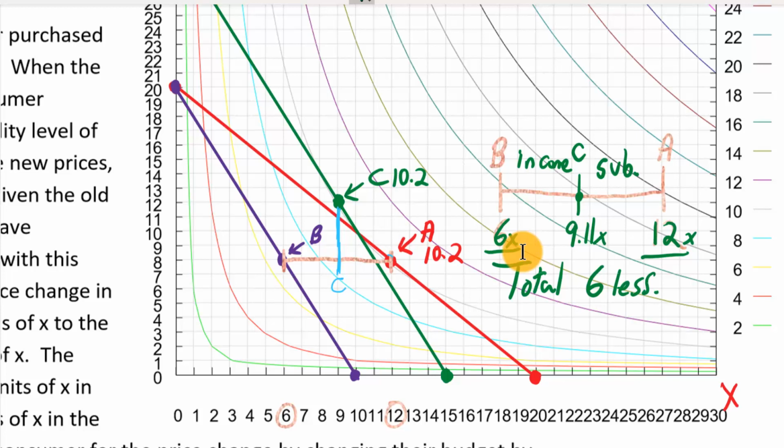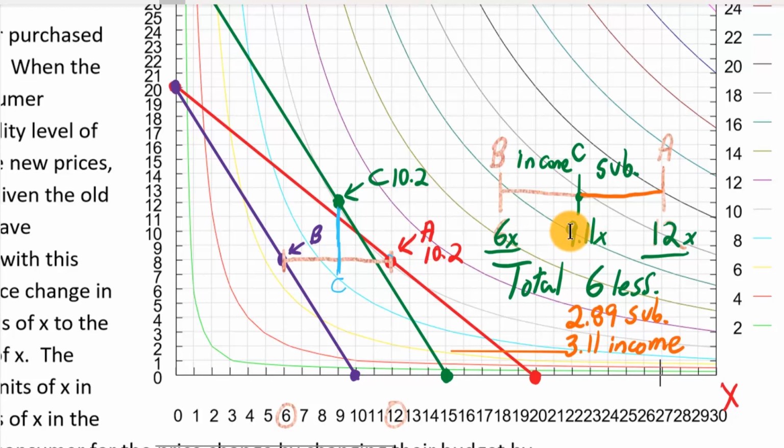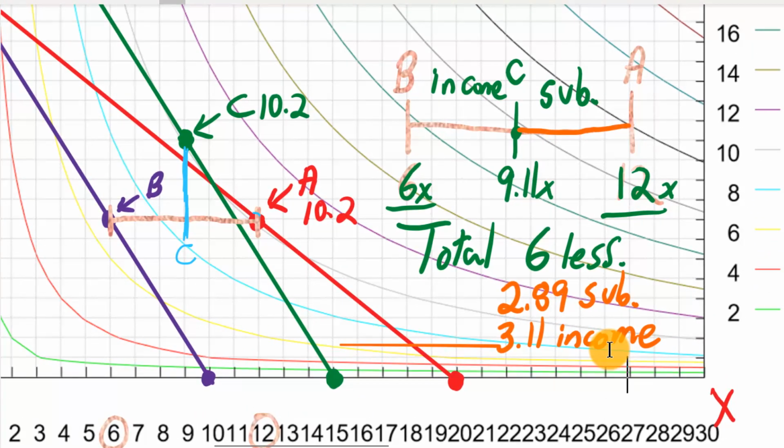We want to break that 6 into two different parts. This part is the substitution effect, 12 minus 9.11. That's 2.89. So 2.89 is the substitution effect, and the rest, 3.11, is the income effect. So we'd say that this person, when the price of X increased, they bought 6 fewer units of X than before, and 2.89 units less were because the relative prices changed. The opportunity cost of X's and Y's changed. And then 3.11 units of X was because they felt poorer, just due to an income kind of effect.